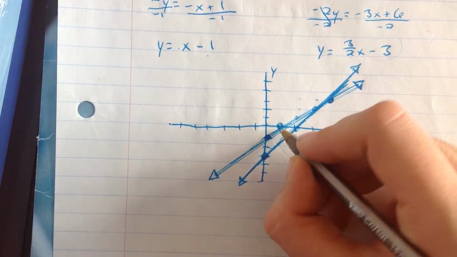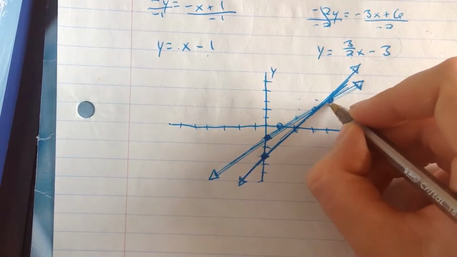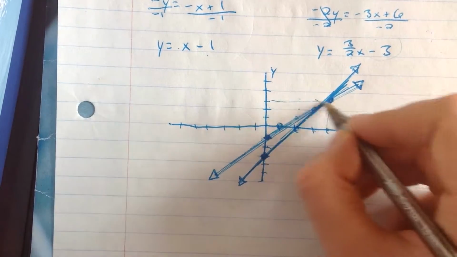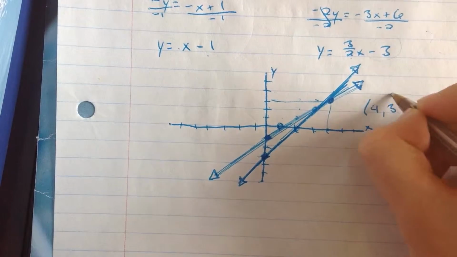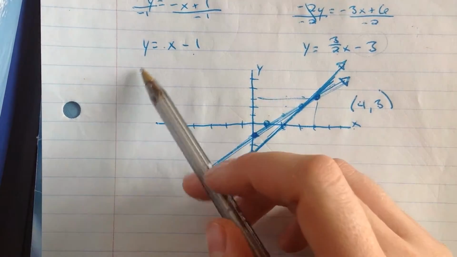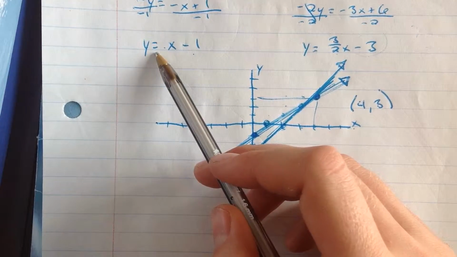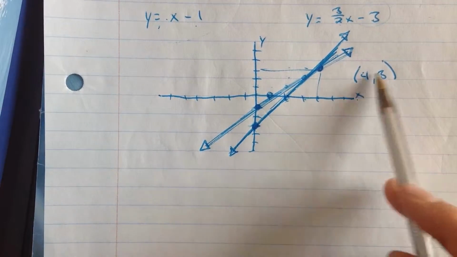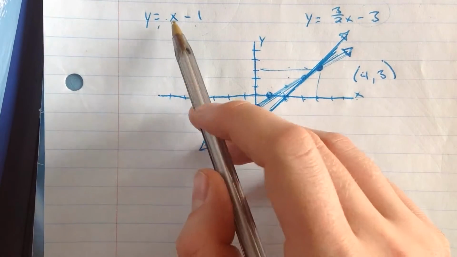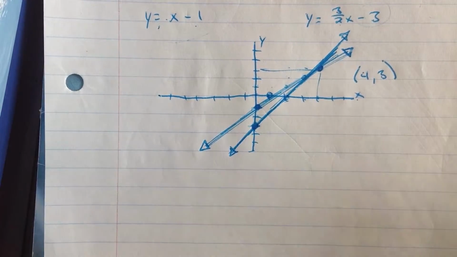This point happens to be the point 1, 2, 3, 4 in the x and 1, 2, 3 in the y. So the point 4, 3 is the solution, or the place where these two lines intersect. A way to check this to see if this is really the point is, remember, if we plug this into both equations, it has to make a true statement.